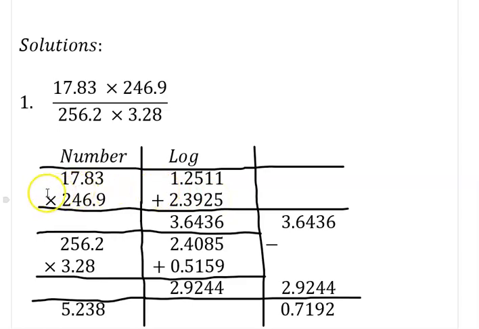So since we say multiplication goes with addition, you add your results that you have here. 1.2511 plus 2.3925 will give us 3.6436. Awesome. That is our result up here. So let's keep it somewhere.